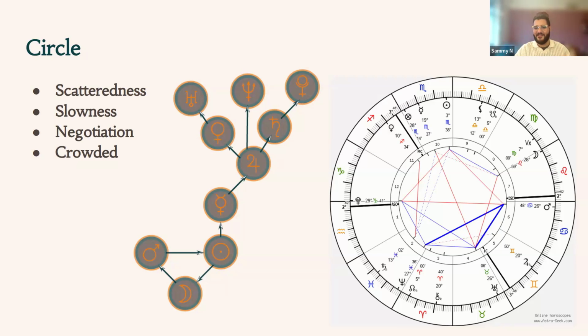That's why I put down negotiation, because there's a lot of negotiation happening between these planets. But also slowness, because compared to a mutual reception where they are buddies, giving and taking from each other, here the Sun is giving to the Moon but taking from Mars. The Moon is getting from the Sun but giving to Mars. And Mars is getting from the Moon and giving to the Sun.